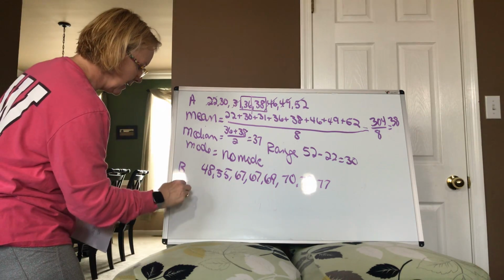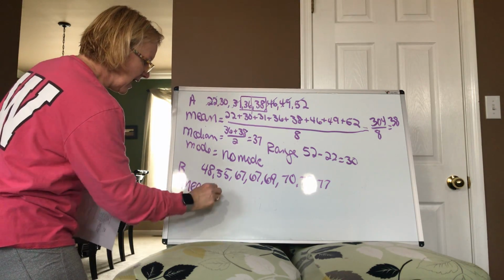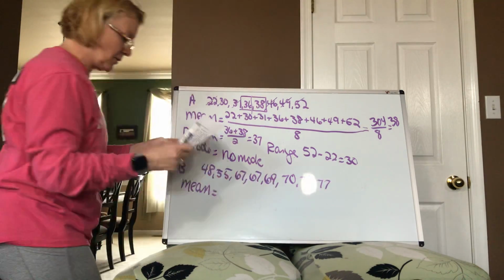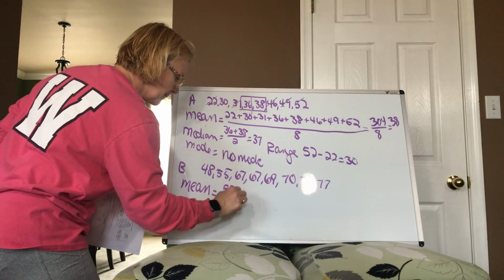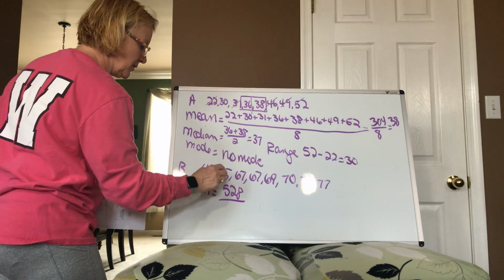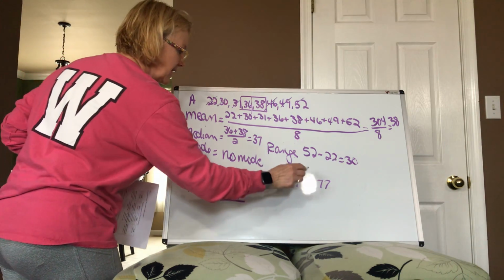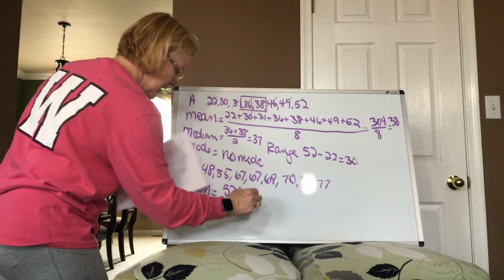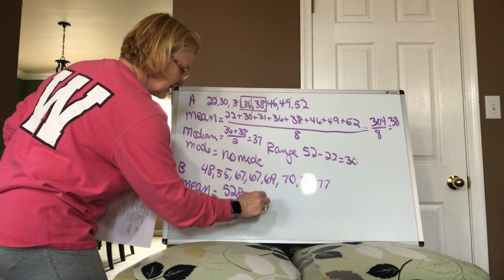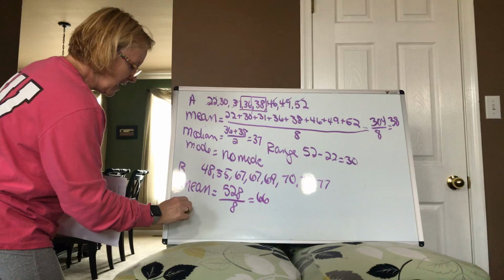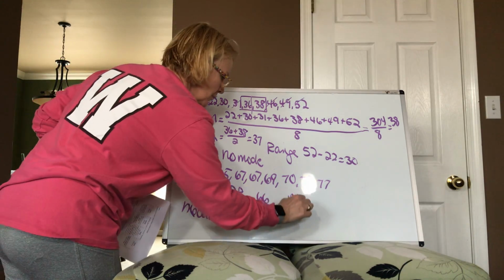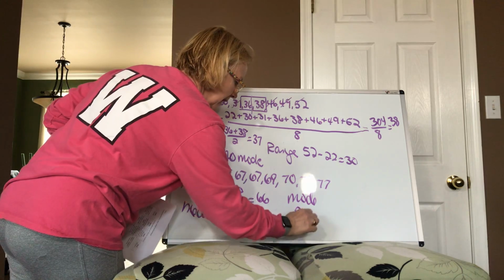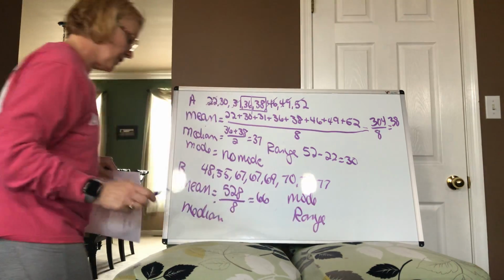Company B, mean. Again, I'm going to add all these numbers together. I've already done that. You get 528. And I'm going to divide it by 1, 2, 3, 4, 5, 6, 7, 8. Divide it by 8. You end up with 66. Median, mode, range. So, median.